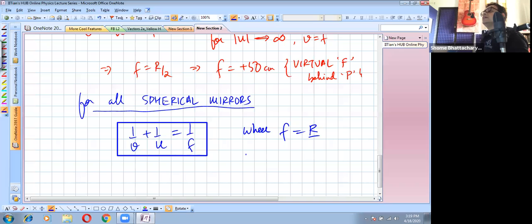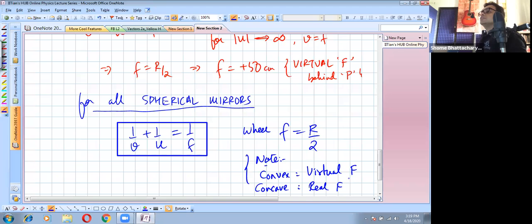And you just keep in mind that a convex mirror has a virtual focal point, because it has a virtual center of curvature, and a concave mirror on the other hand has a real focal point. So it is in front of the pole, while this one is behind the pole, the virtual. So if you just keep this property in mind, you're pretty good for the mirror formula.